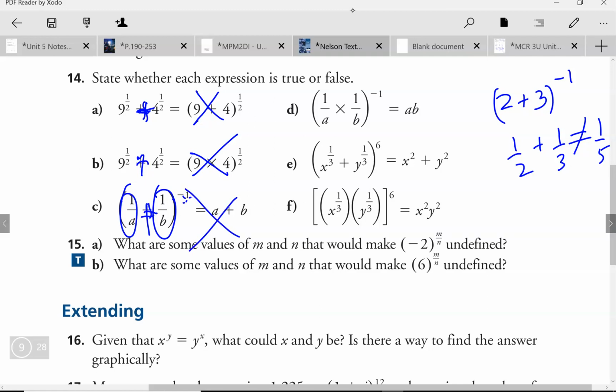This is true because 1 over a times 1 over b is just 1 over ab to the power of negative 1. And I'm just flipping that fraction, making the power positive, or moving this to the numerator.